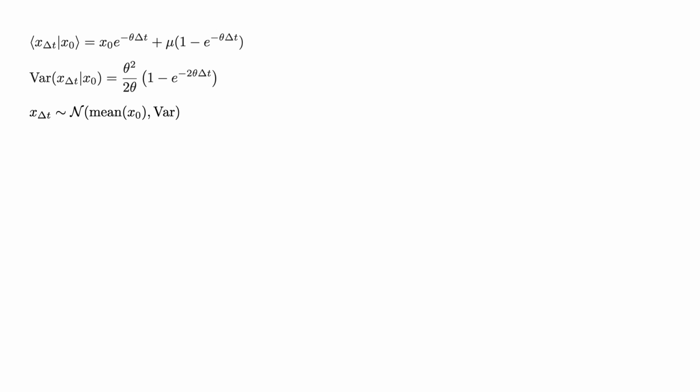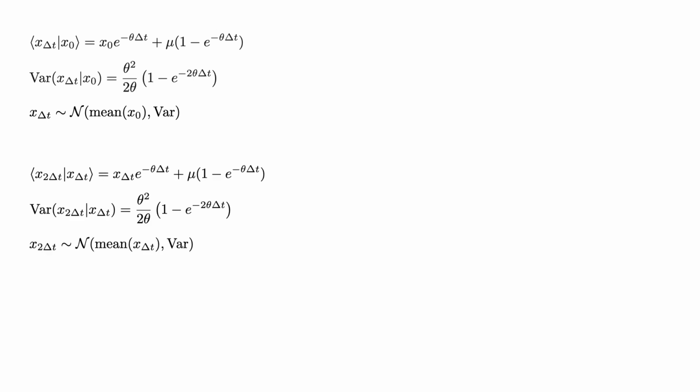Specifically, given the initial state x0 and the step size delta t, we compute the mean and the variance of x at time delta t and sample it from a normal distribution. Then the sampled x delta t is used as an initial state to sample the process value at the next time step. This procedure is repeated multiple times until the desired trajectory duration is achieved.